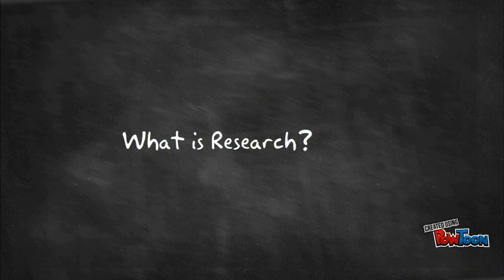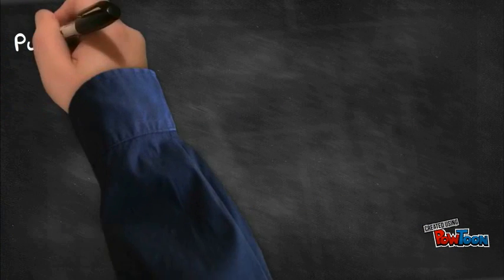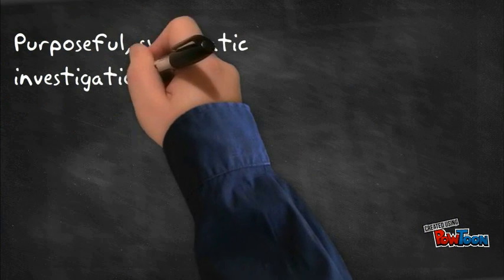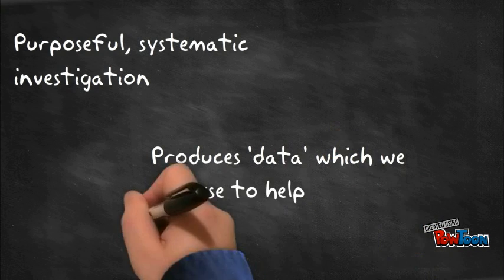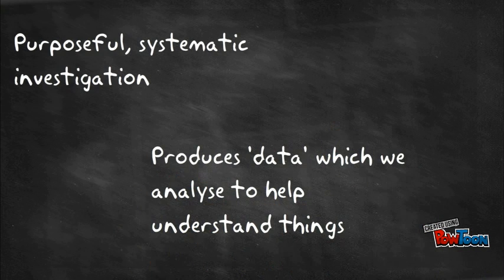What is research? Research is a planned investigation carried out in an organised and systematic way. It produces information called data which, when analysed, tells us things we did not know or were unsure about before. When applied to practice, this new understanding may influence what we do.